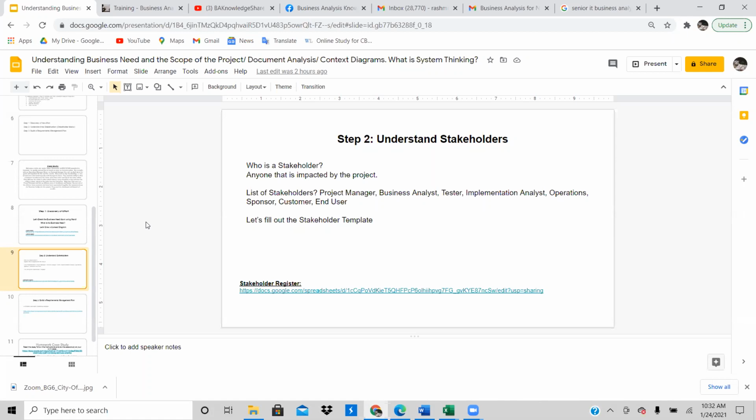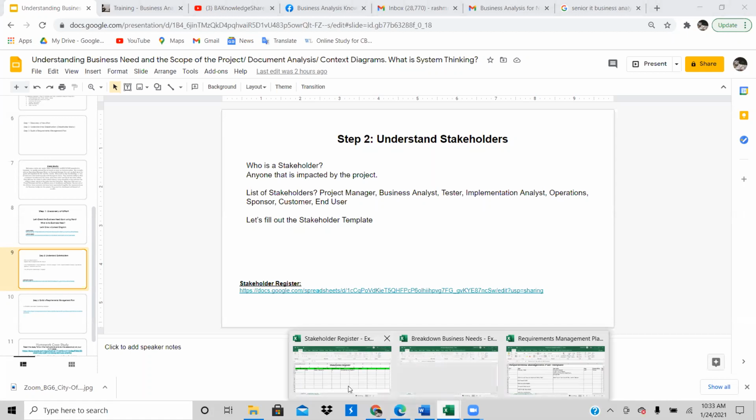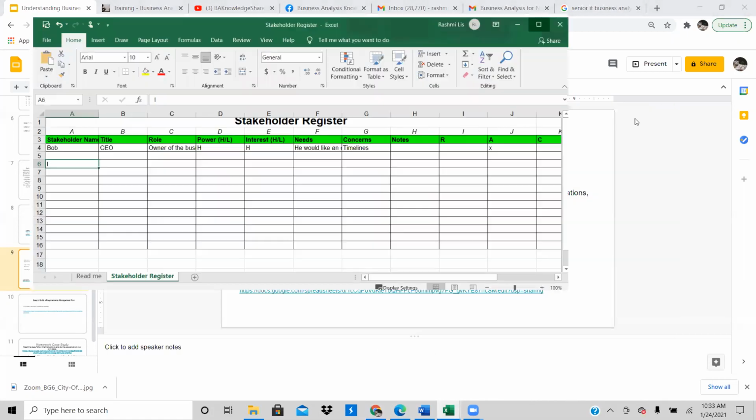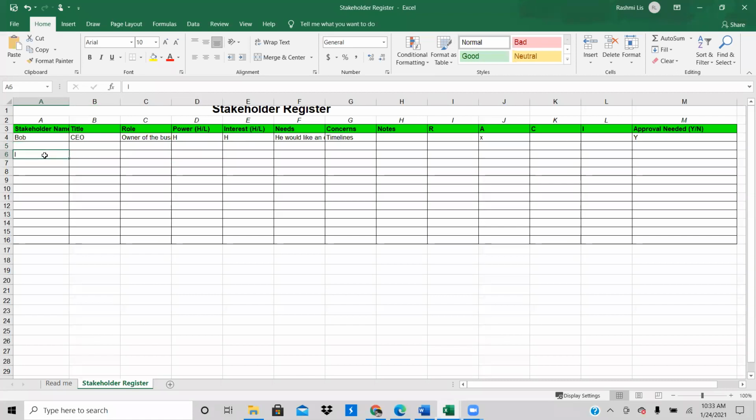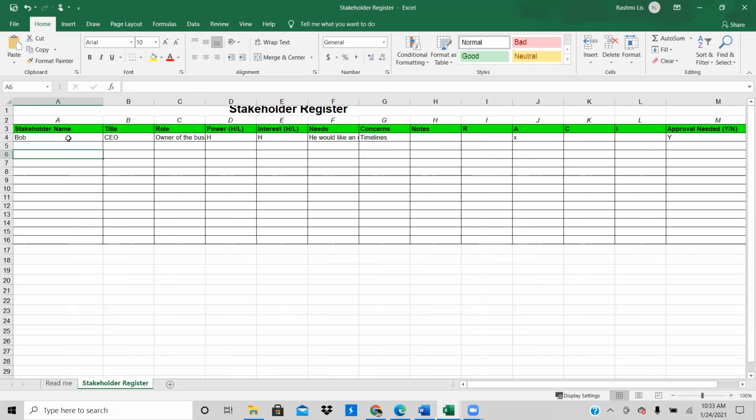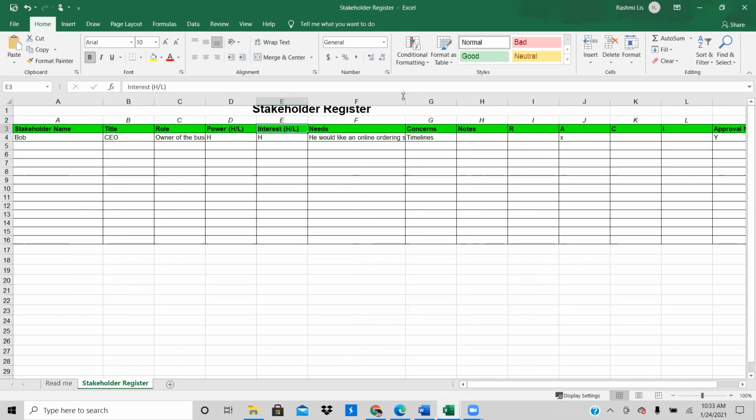In the BABOK, they do define who the stakeholders are. It could be your customer, it could be operations, and really it's understanding the difference. But for now, keep this very basic, very simple. Your stakeholders, and let me get to that spreadsheet here, I have a stakeholder template. Your stakeholders are Bob, right? So I have broken it down by stakeholder name, title, role, power, interest. So let's focus on that a little bit. What are his needs? Like in this case, what are his requirements?